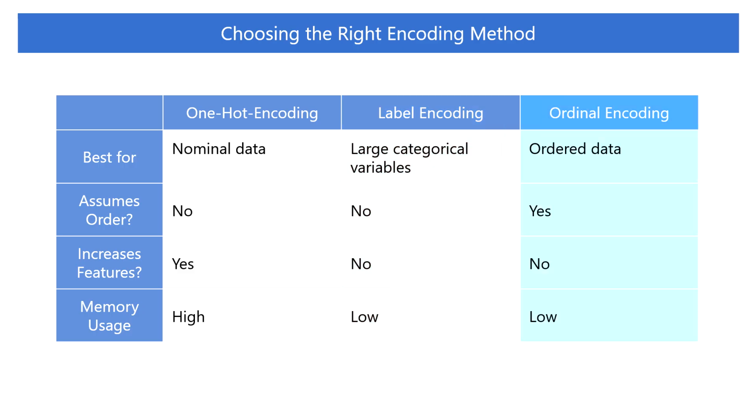Ordinal encoding is used for ordered data, where categories have a meaningful ranking. It assumes order, keeps the number of features low, and is memory efficient. We can use ordinal encoding when categories have a meaningful order, like job seniority levels.